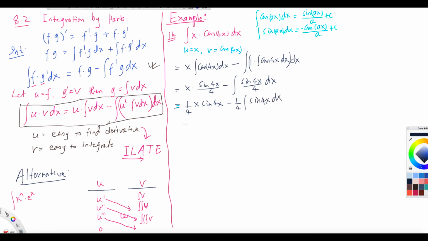Now I want to use the formula again. So 1/4 x sine 4x, and then minus 1/4 times the integral of sine 4x, which is negative cosine 4x over 4, and I'm writing plus c because there is no more integral left. So the final answer is 1/4 x sine 4x plus 1/16, because negative times negative, and then cosine 4x plus c. That is the final answer.